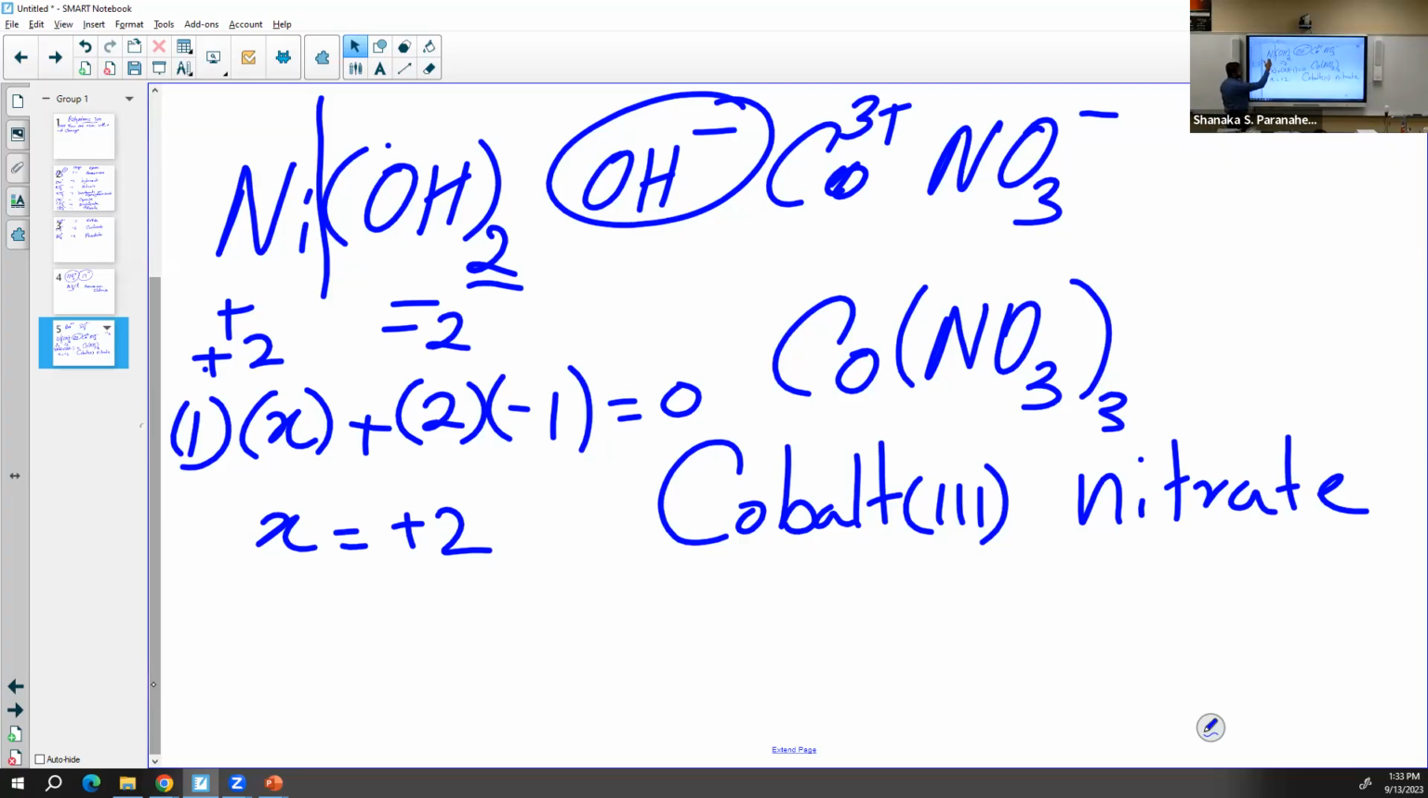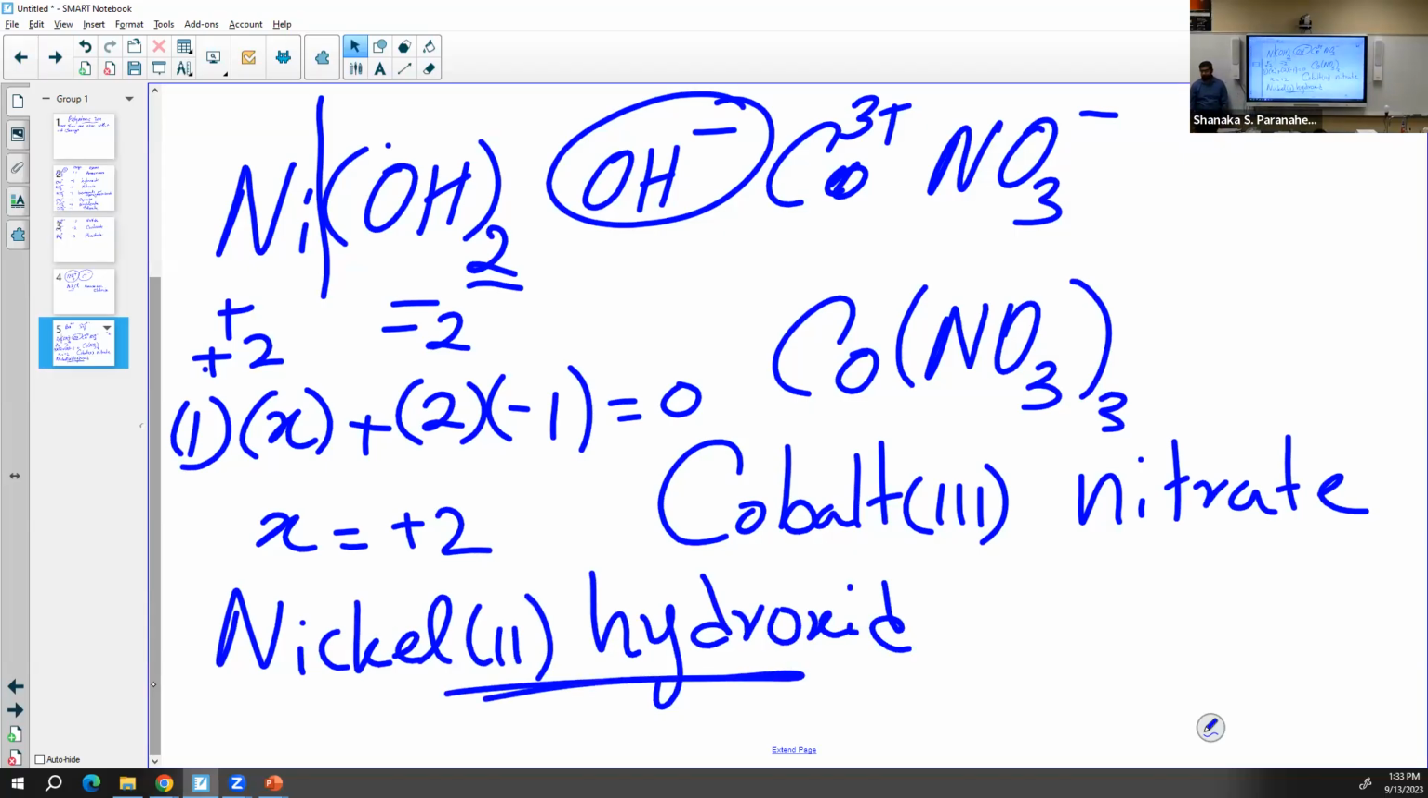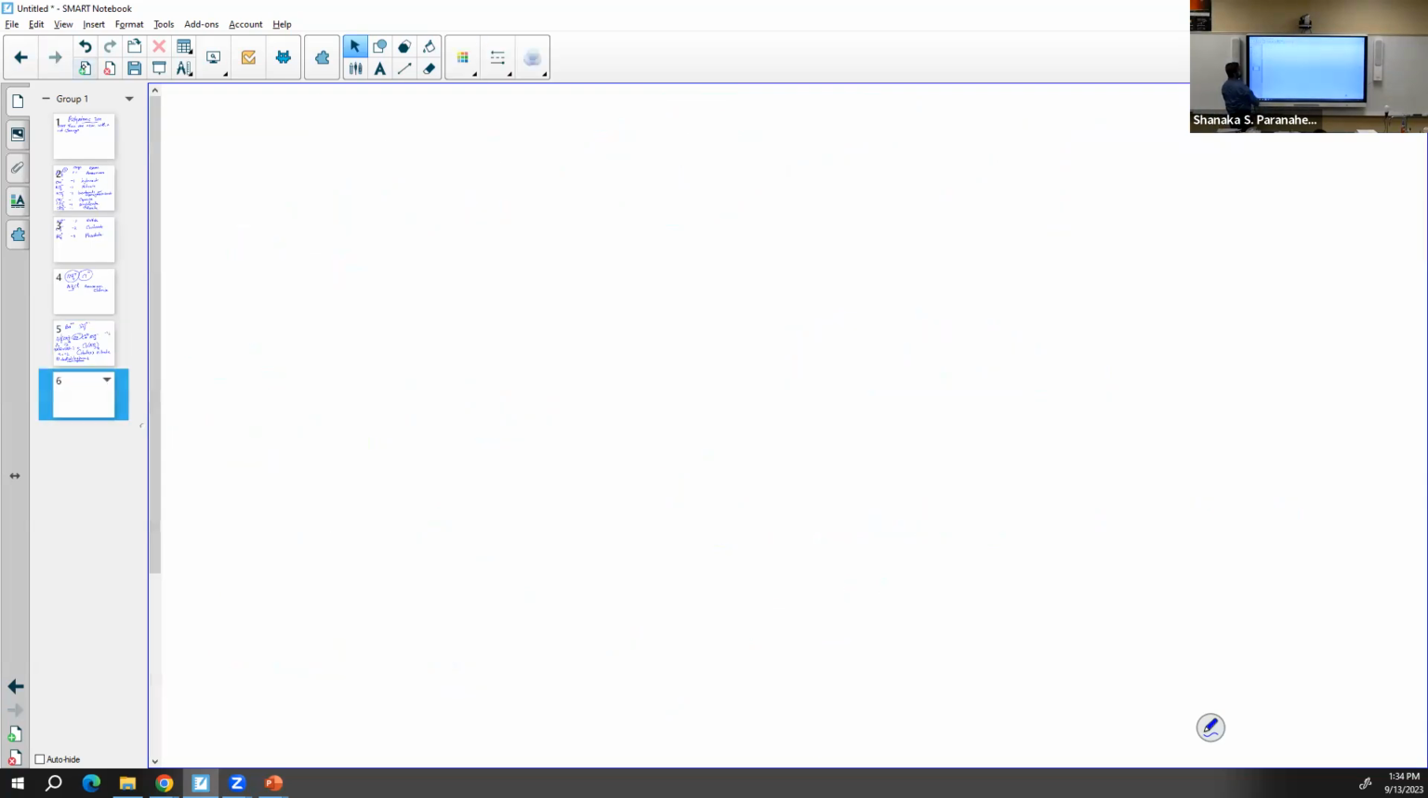Now we can name this compound. It's nickel 2 hydroxide. Any question? Okay, so let's do more examples because we have finished naming ionic compounds. Those are the only different types of ionic compounds you're going to see.